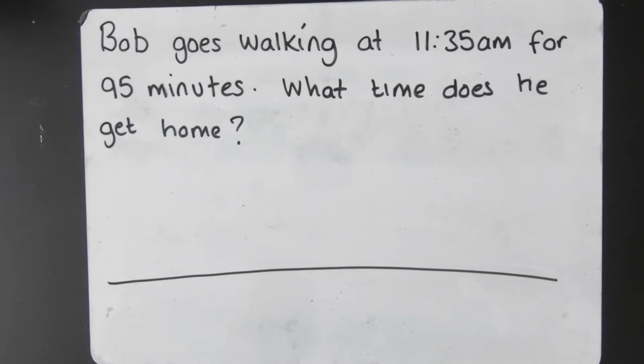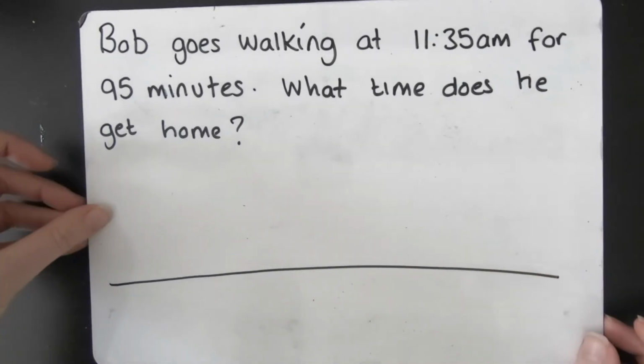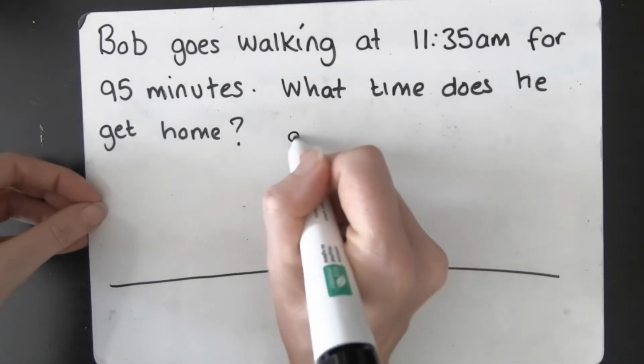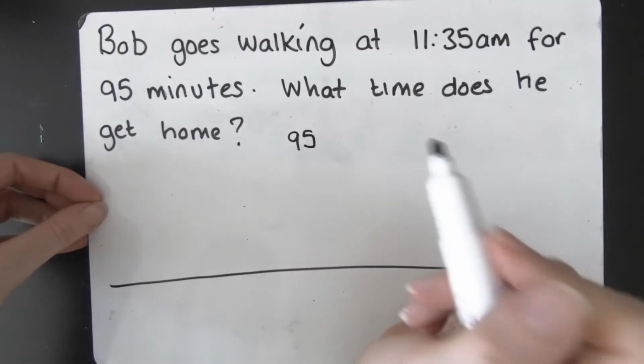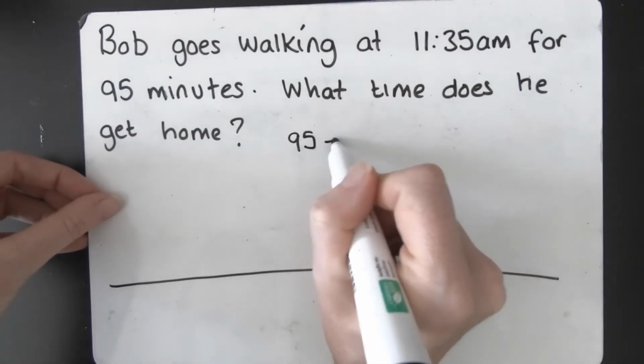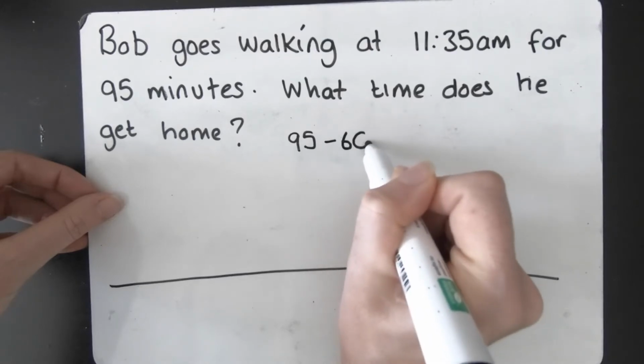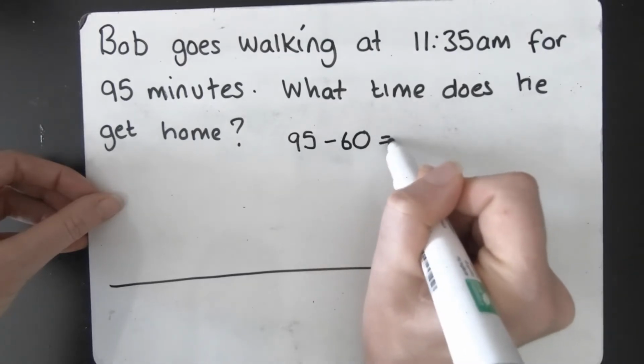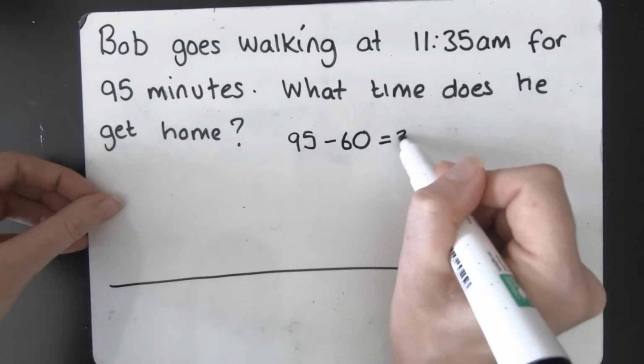Could you convert that into an hour and minutes? How many hours are in 95 minutes? 95. How many 60s are in 95? We've got at least one 60, haven't we? So let's take off that 60. That's a whole hour. What do we have left? 95 take away 60 is 35.